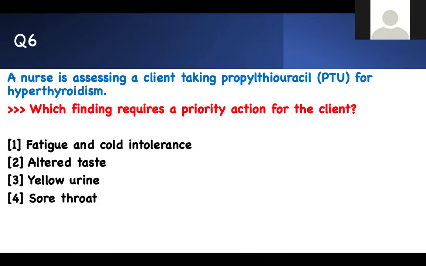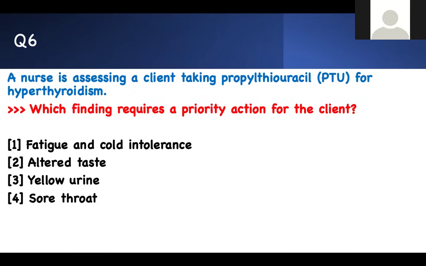Agranulocytosis, it affects your liver, and it has other common side effects. Fatigue and cold intolerance is what? It's because it suppresses your thyroid hormone, and therefore you're looking like hypothyroid. I'm worried that, let's see, we're talking about prioritization.